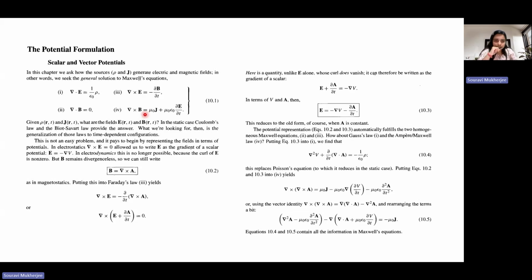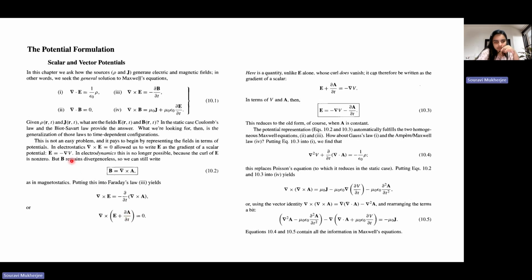Okay, so what we are trying to do currently is find a relation which relates the vector and the scalar potentials with the electric and the magnetic fields, and then also write the Maxwell's equations in terms of the vector and the scalar potentials. So now the first thing is, we know from the definition of vector potential that B is equal to curl of A, right?